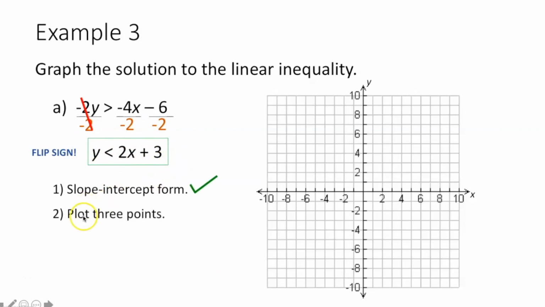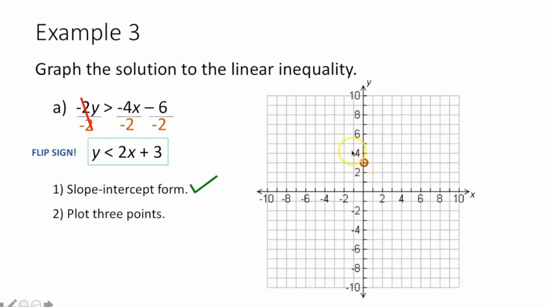So we can move to step 2, which is to plot our 3 points. We start with our y-intercept, which is 3. So we go to 0, 3. Notice there is no equal sign under here, which means that every point on our line is not part of our solution. So when we plot these 3 points, we're going to put open circles because this denotes that our line is not part of our solution.